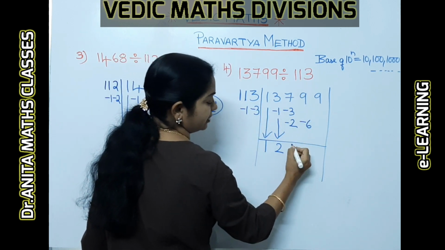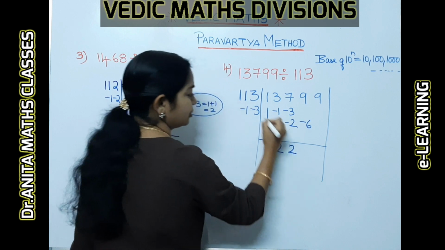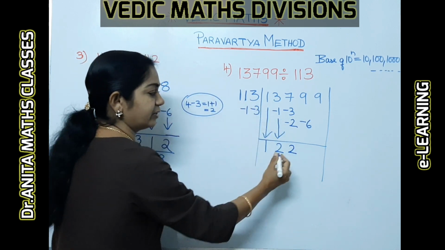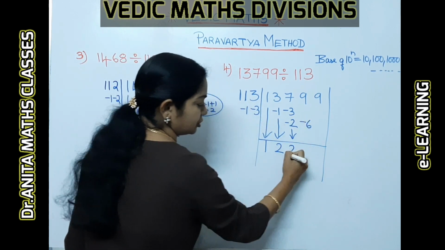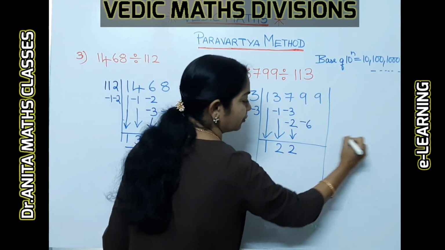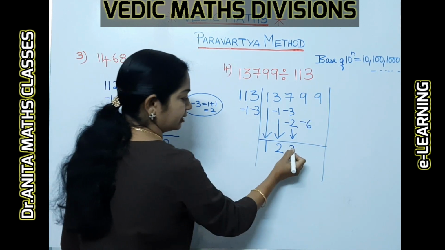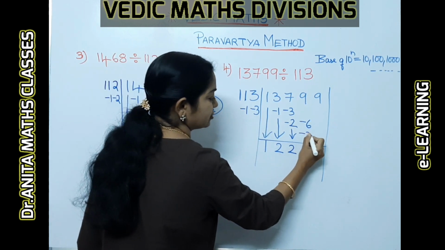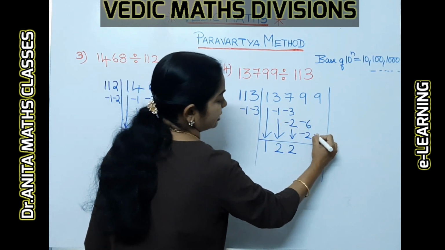7 minus 5 is 2. Now again 2 into the transpose. Where do you write? Here we got 2. Start with the fourth column and fourth row. Here 2 into minus 1 is minus 2, and 2 into minus 3 is minus 6.